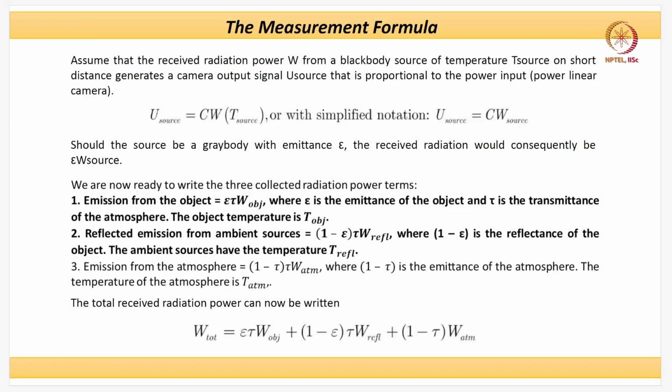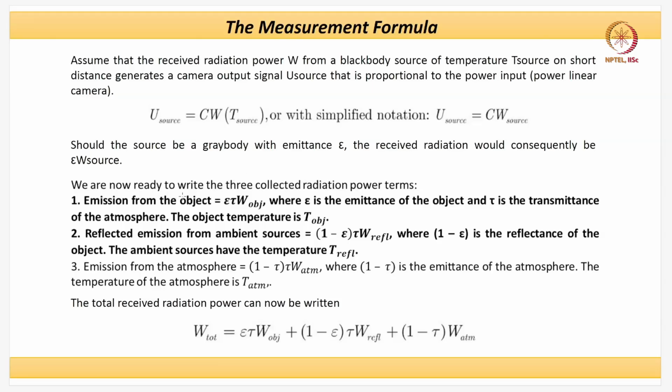All right. So we finish IR thermography in this particular class. If you recall, we state that the received radiation power from a black body of source temperature scales linearly with the response of the camera itself. So now we can write three collected radiation power terms.